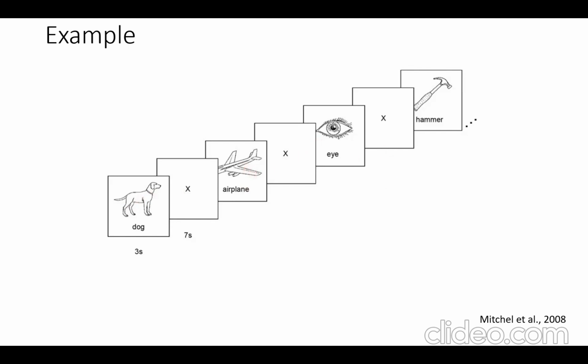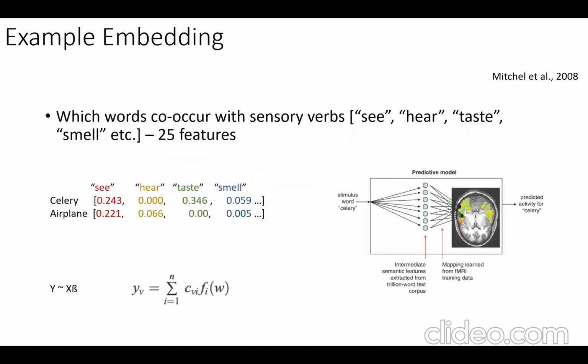There are basically multiple of these semantic concepts that the participants are presented with in the scanner in a slow event-related design. What was really smart about these people was that they said, well, instead of trying to predict the univariate responses, let's say for animals versus non-animals, what if we try to build an embedding of the words and then an encoding model based on this embedding?